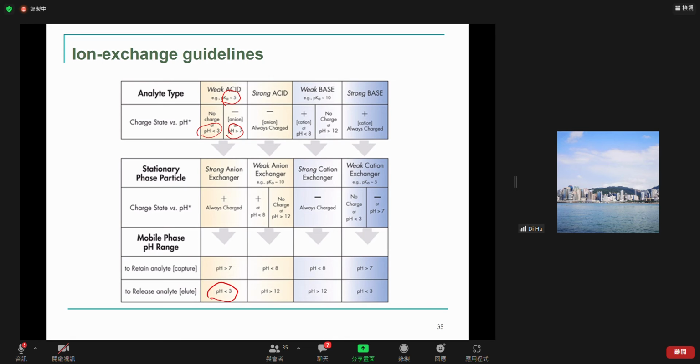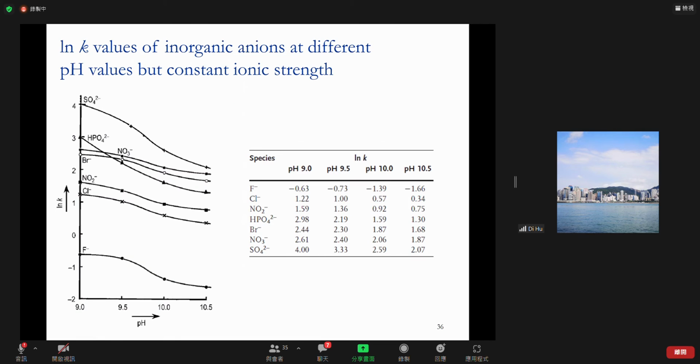And for a weak base, you can see that. If a weak base has pKa equal to 10 and you want it charged, then make it acidic so it's retained. So that's why pH less than 8. But if you want it released, more basic, then pH larger than 12. It just gives some idea of that. We talked about that already, so I won't spend more time on the details.